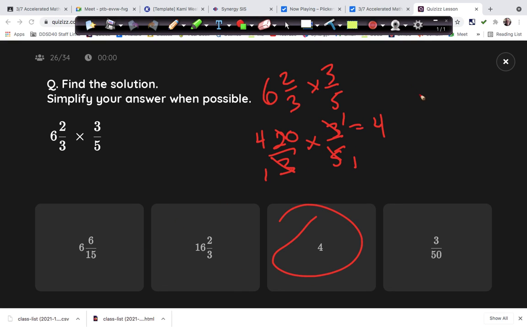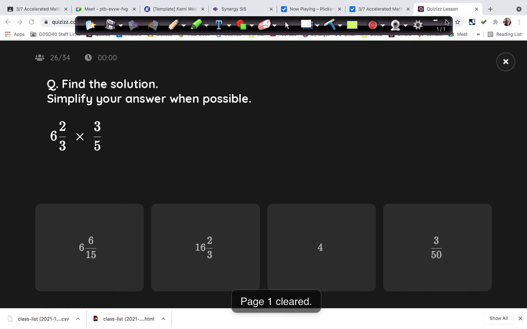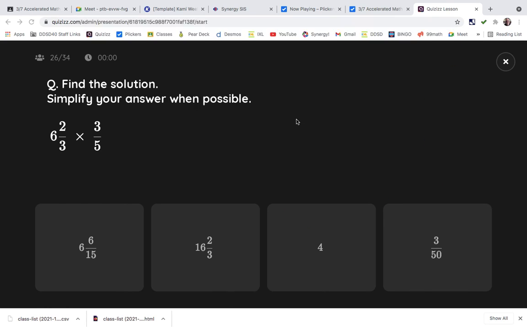You could have also just multiplied that out and got 60/15, and 60 divided by 15 is equal to 4. Okay, so that gives you a little help on the quizzes for this week.